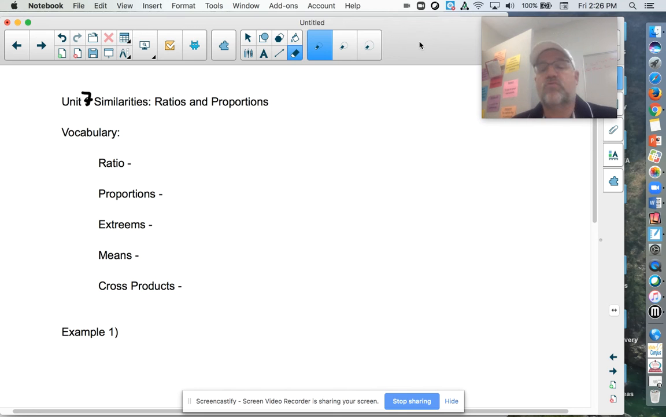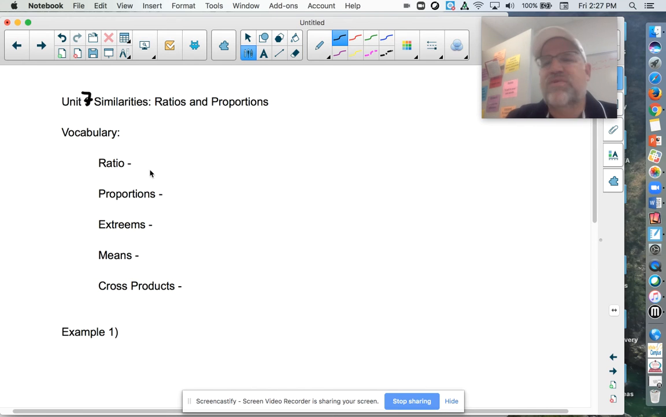So we're going to be talking about ratios and proportions, which are basically the same thing. I'll give you some vocabulary, but just so you know, a ratio is a fraction and a proportion is equal fractions. So I'll give you some more vocabulary and whatnot, but really that's what I want you to remember. A ratio is a comparison of two numbers.